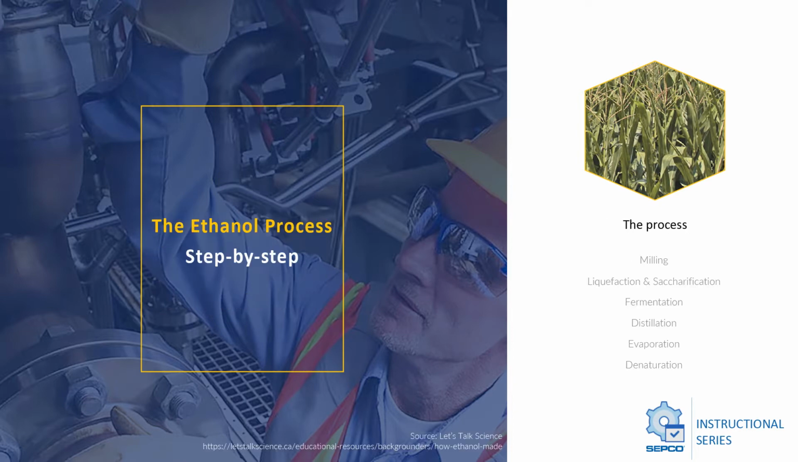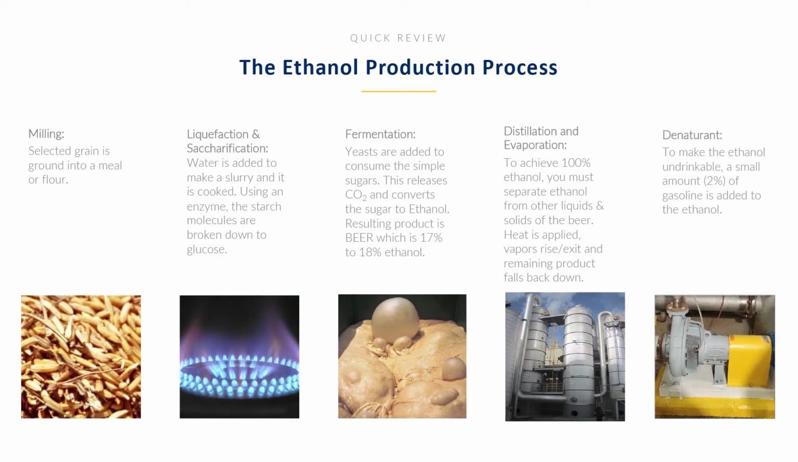So we're going to start by going through the ethanol process step by step, a condensed version, which includes milling, liquefaction, fermentation, distillation, evaporation, denaturation. It starts with the milling process, in which a grain is selected. In this case, it's corn. Most of these ethanol plants use corn. The grain is ground into a meal or flour. Then water is added to make a slurry, which is called mash. That mash is cooked, and by adding enzymes, the starch molecules are broken down into glucose, which are simple sugars.